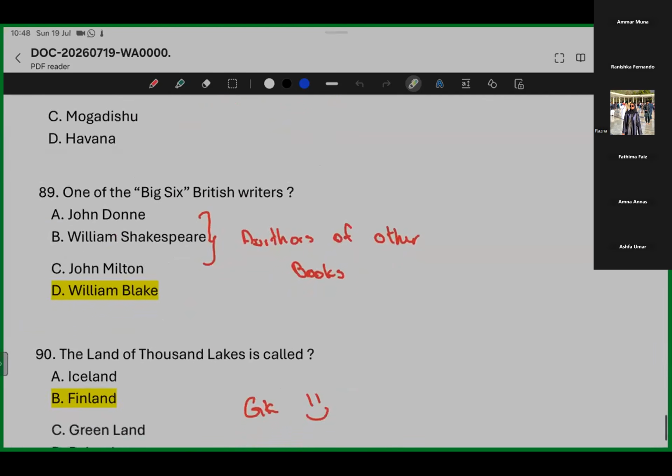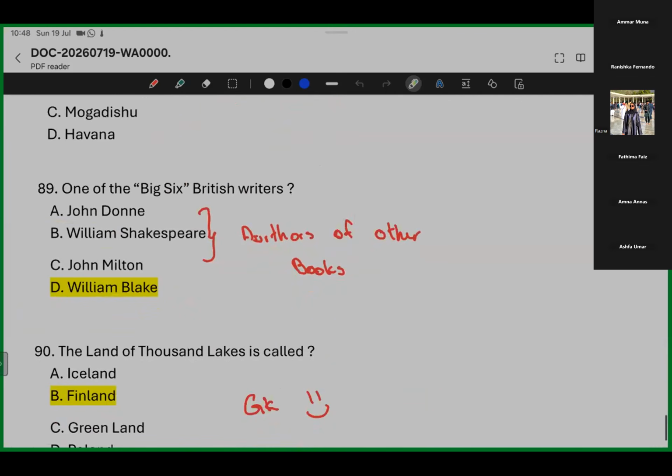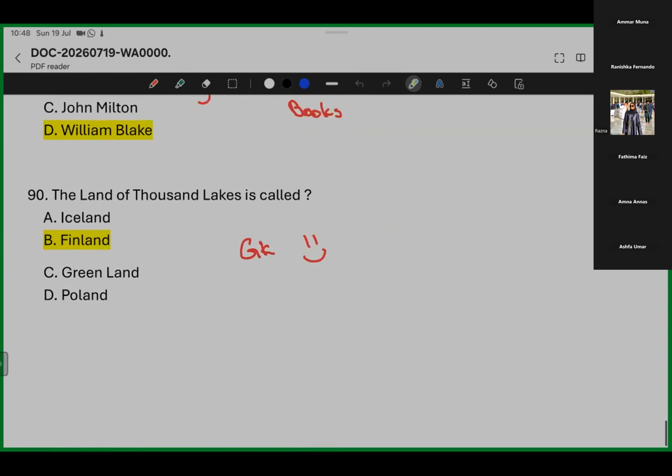And question 89, one of the big six British writers. The answer is D. If you aren't able to answer this, the only option is a fluke shot, so good luck. And similarly with 90, I believe this was already discussed. The land of thousand lakes is called Finland, which is B.